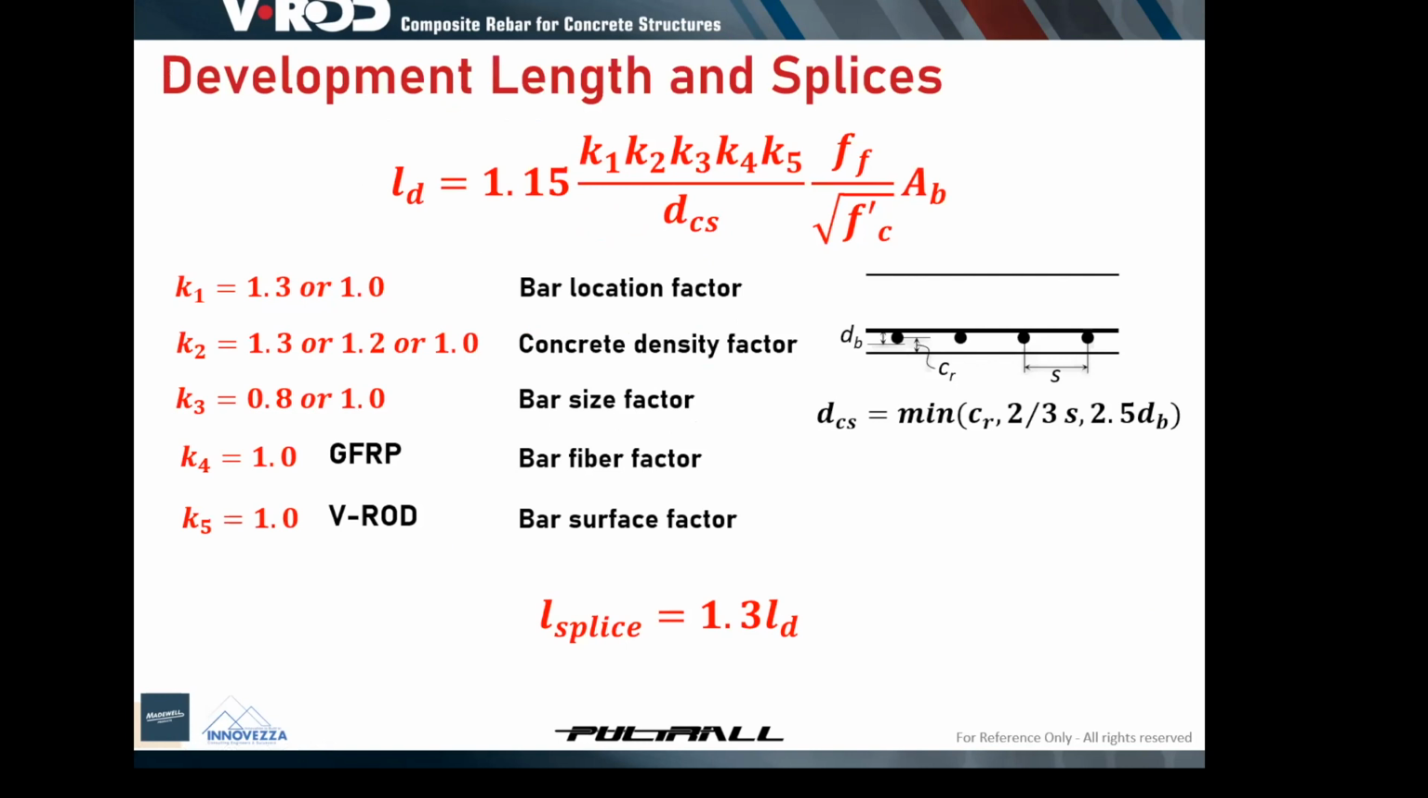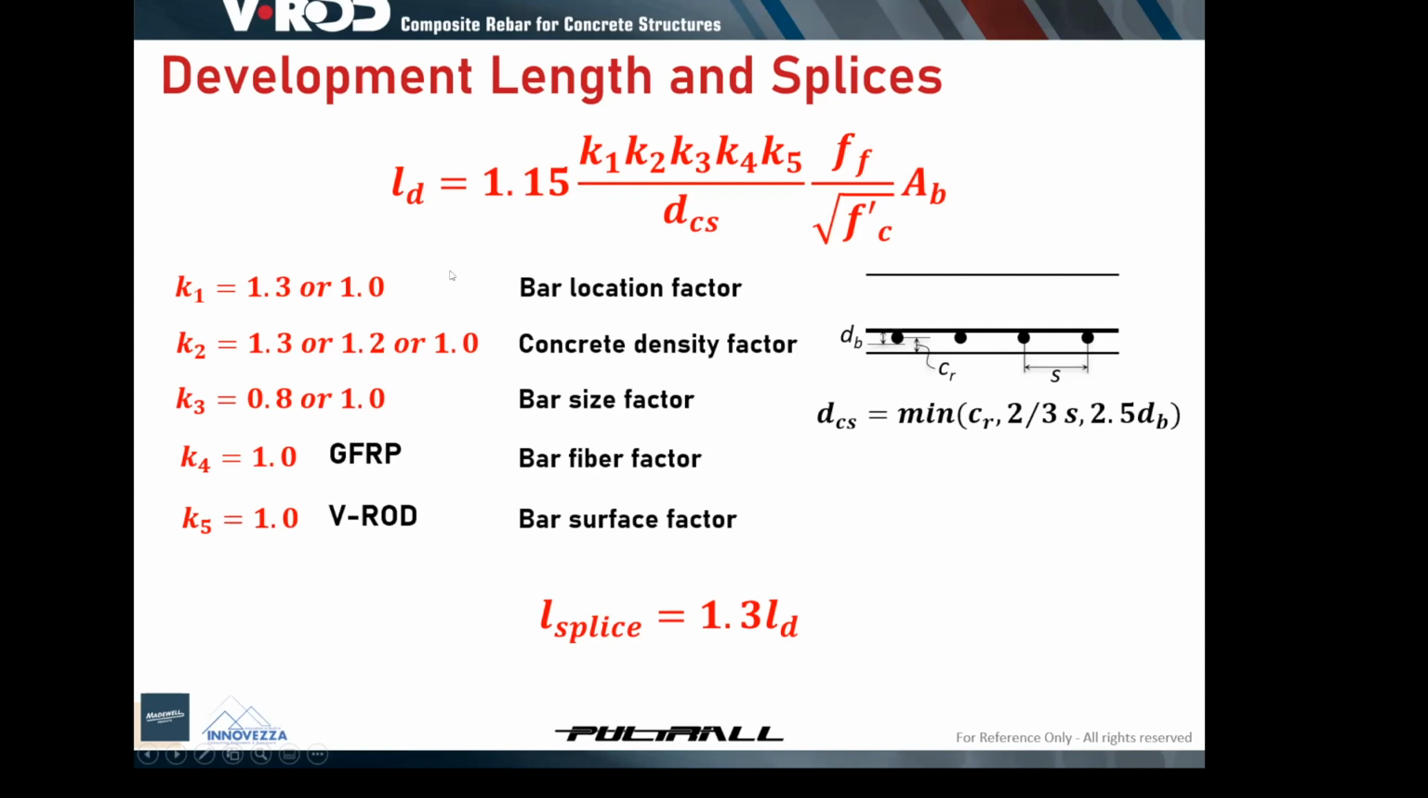Development length: we have the same equation as for shear reinforcement, and we have some coefficients here, except maybe one coefficient. I think this is for the fiber type, which is K4, and it is equal to 1 for GFRP reinforcement.